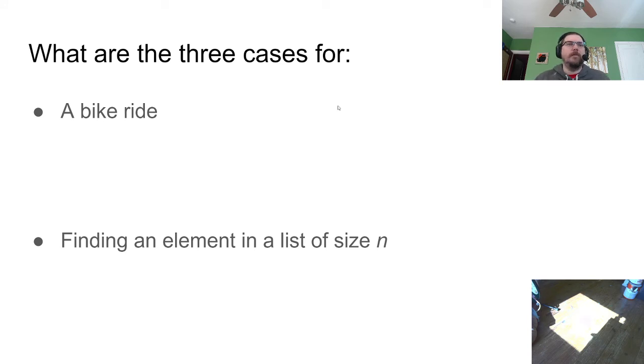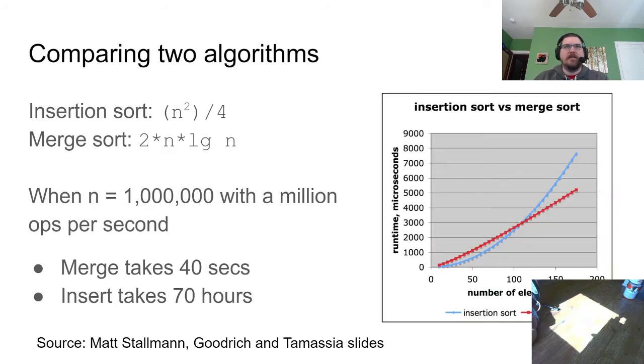So what are the cases for a bike ride? The best case would be going downhill. The average case would be going on a straight plane, and then the worst case would be biking up a sheer cliff or something, like biking up a steep incline. If we're trying to look for an element in a list of size n, what's our best case? We find it because it's the first thing we look at. It's the first element of the list. What's the worst case? It's not in the list, and we have to look at the whole list to determine that. And then what's the average case? It's somewhere in the middle. We find it halfway through, right? So these are the different kinds of analyses.